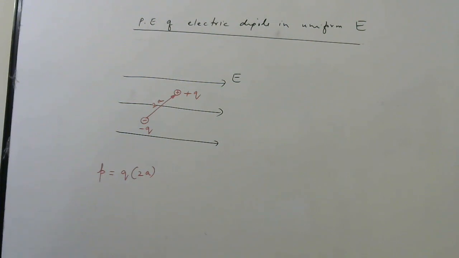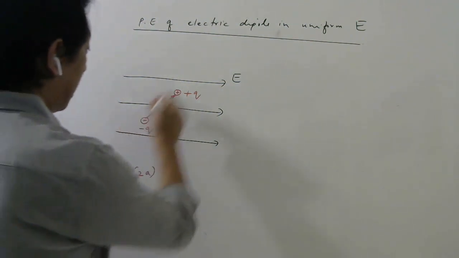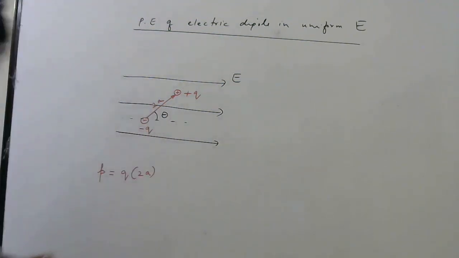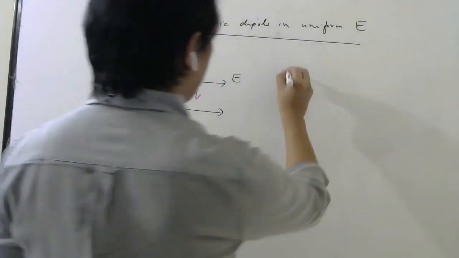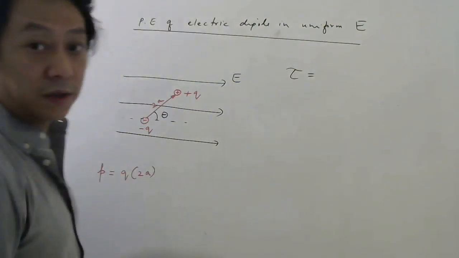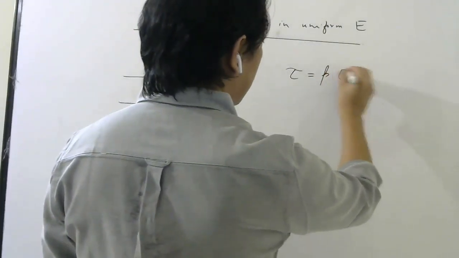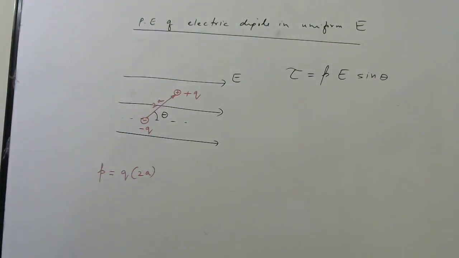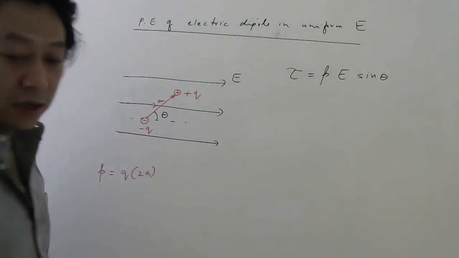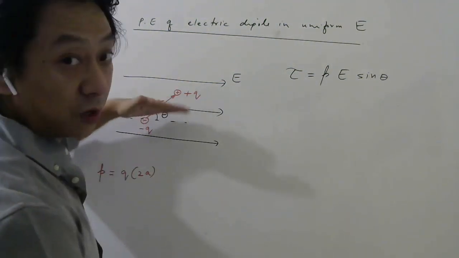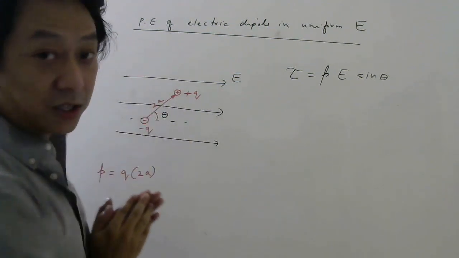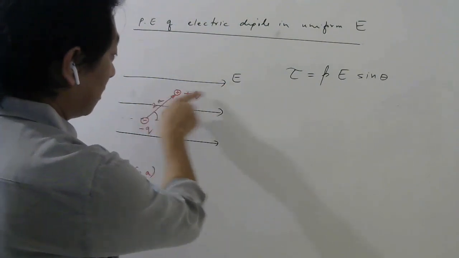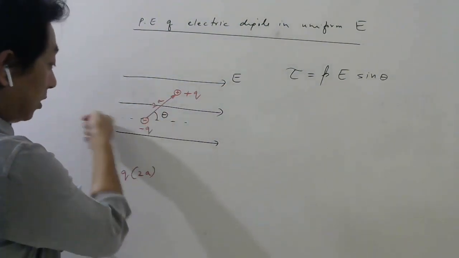Now, what is the angle between this dipole moment and electric field? This is the angle theta, right? Now, if you remember, this dipole will experience a torque. The torque which we already did was pE sin theta. Correct? So now imagine this torque is trying to bring the dipole which way? This way, right? If you leave the dipole, it will not stay there, because plus q will feel force along electric field, minus q will feel force opposite to electric field.